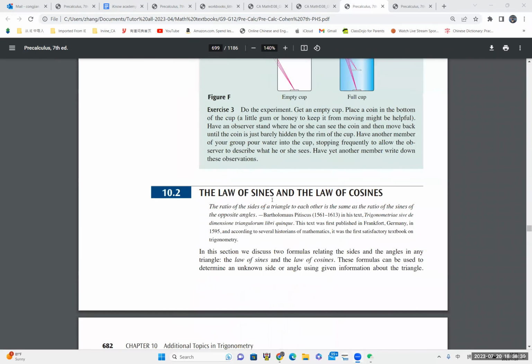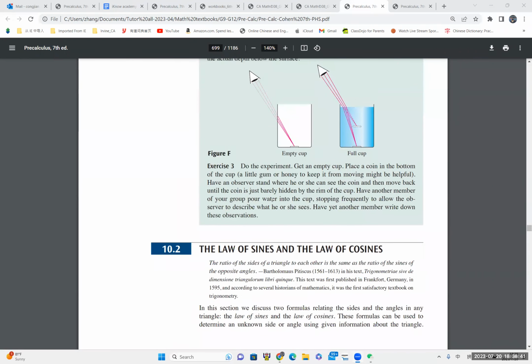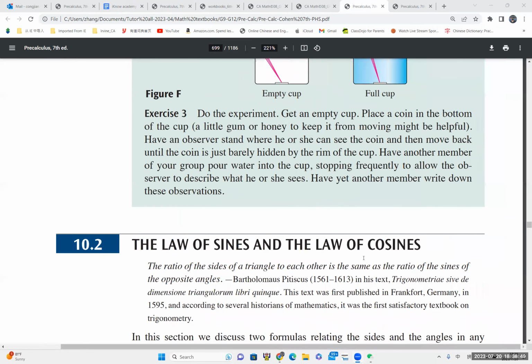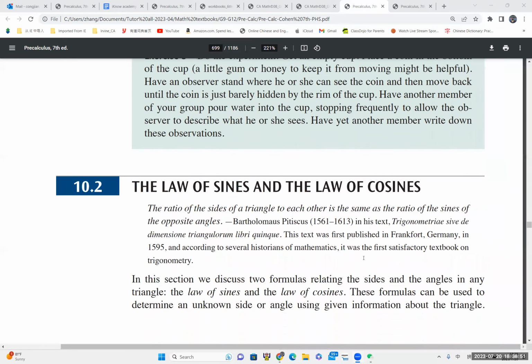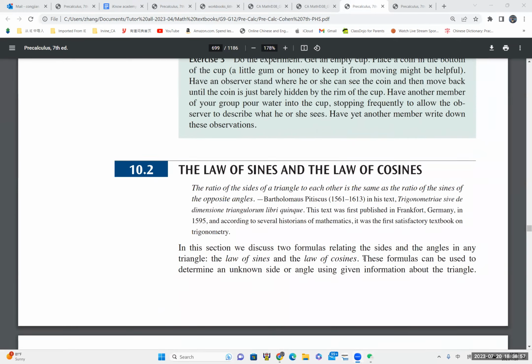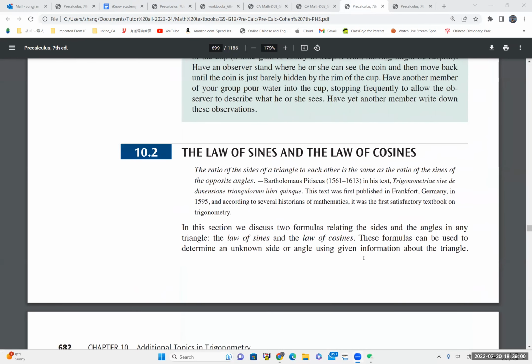Law of sine and law of cosine. Have you guys learned this before? A little bit. Yeah, a little bit, not that much. Okay, so who can write? For example, let me have a whiteboard.